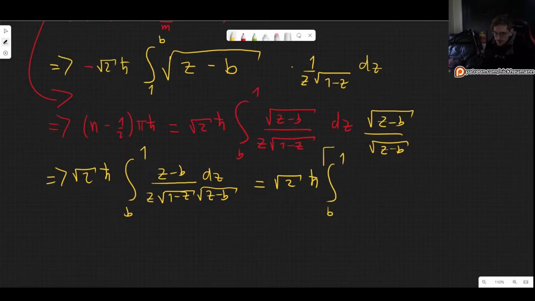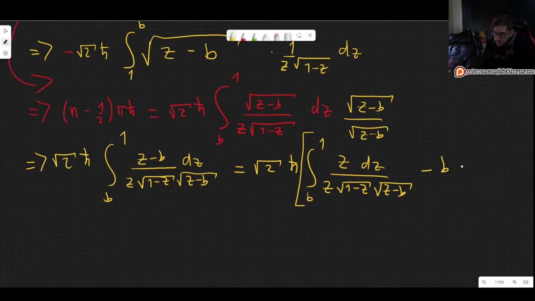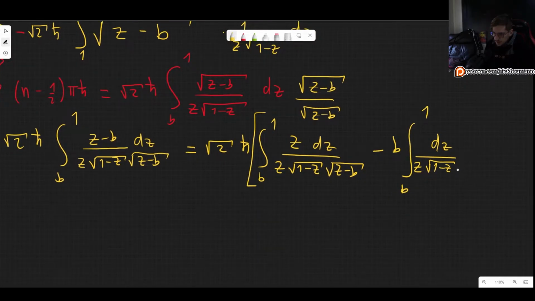So this means that we have one integral that is z dz over z square root of 1 minus z square root of z minus b. And then we have minus b integral from b to 1 of dz over z 1 minus z, and then square root of z minus b. There we go. So these are the two integrals that we need to solve in this problem, right?